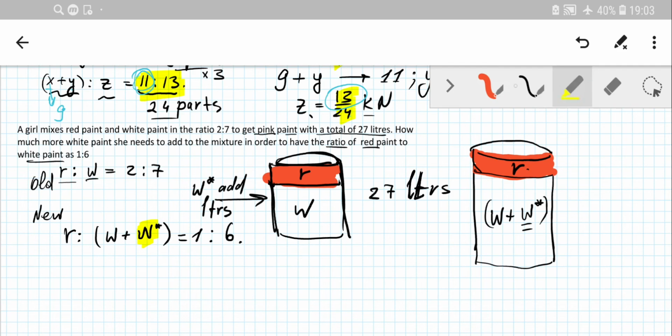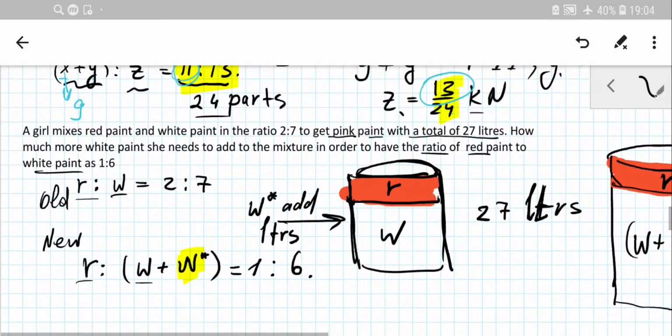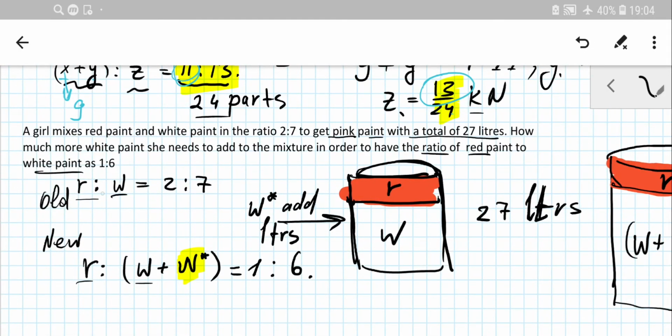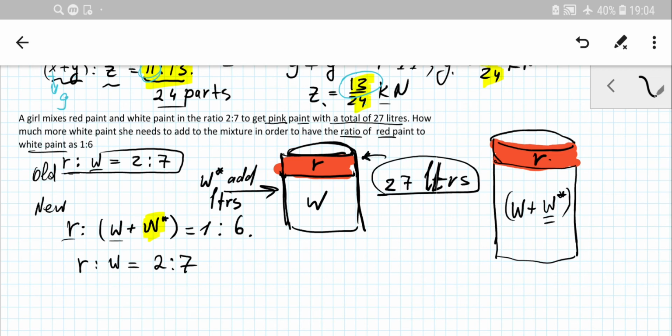If you know this, and if you know red, you'll find it with no troubles. So that's where we can find it from. We can find it from the old proportion. So red to white is 2:7, and we also know that in total we've got originally 27 liters. So we know in total there are 9 parts, right? 9 parts, and we've got 27 liters in total. So all 9 parts represent 27 liters.